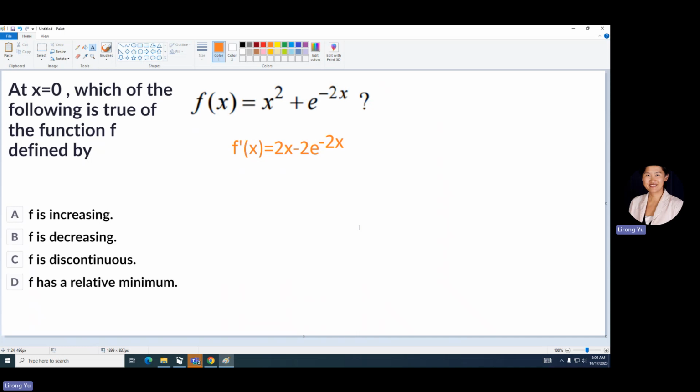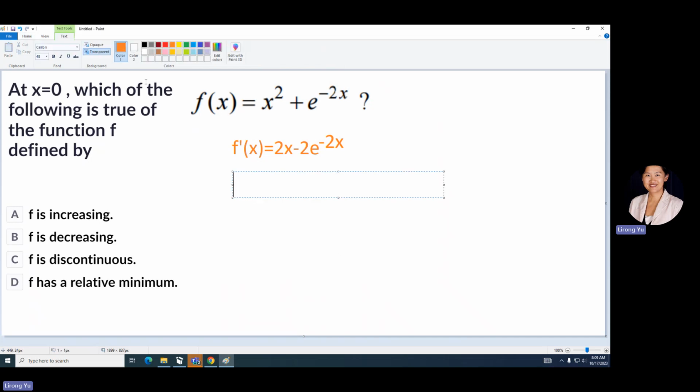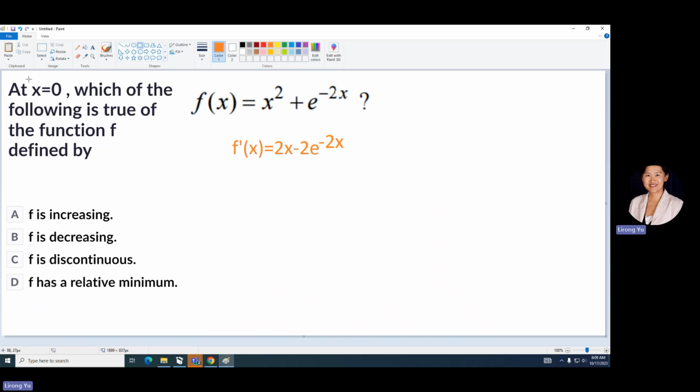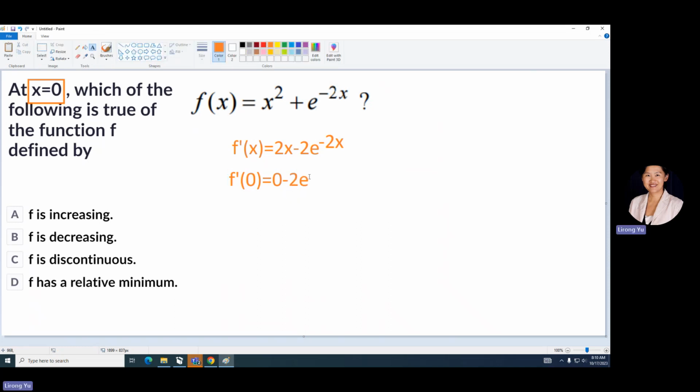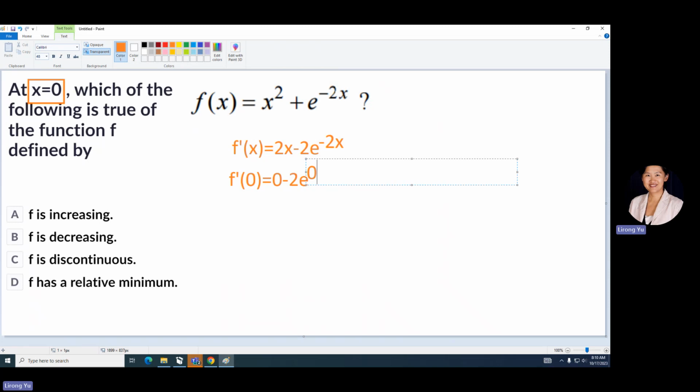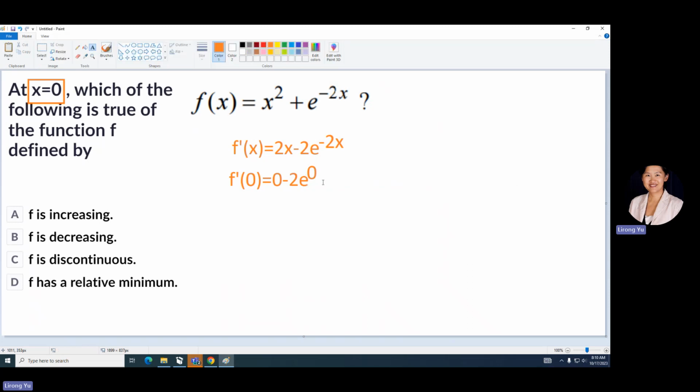That's our derivative. All right, to determine increasing or decreasing, we'll plug in 0, because we are identifying its behavior at x equals 0. So if we plug in 0, 2 times 0 is 0, so the first term is 0. The second term is negative 2 e to the negative 0. Negative 0 and positive 0 are the same. Any number to the power of 0 is 1. So this is really negative 2.